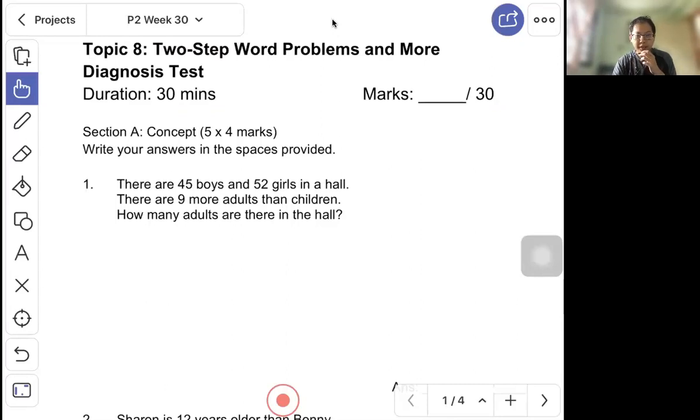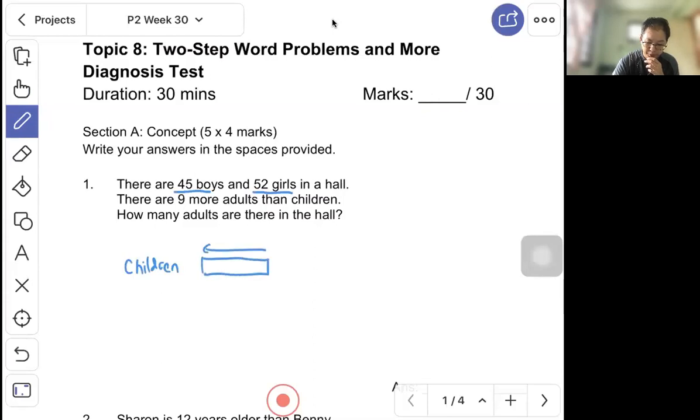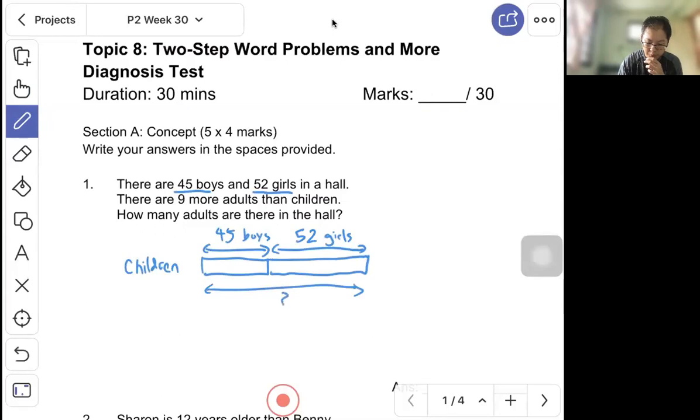Question one. There are 45 boys and 52 girls in a hall. There are 9 more adults than children. How many adults are there in the hall? First, let's underline the keywords. 45 boys and 52 girls. So let's draw for the children. A bar. There's 45 boys, 52 girls. So these are the children, which we don't know.